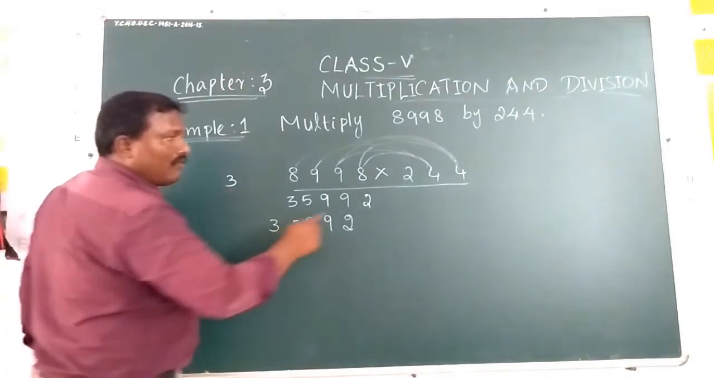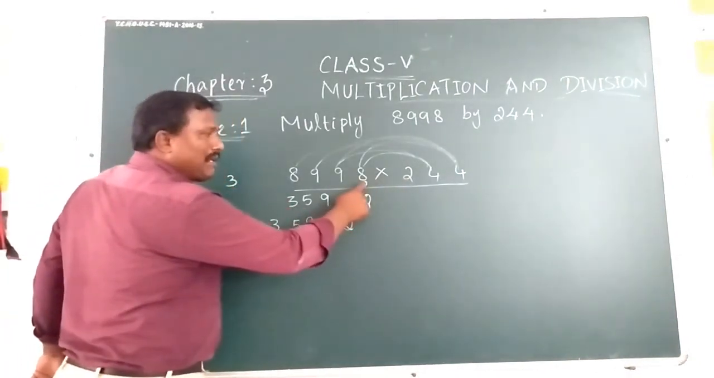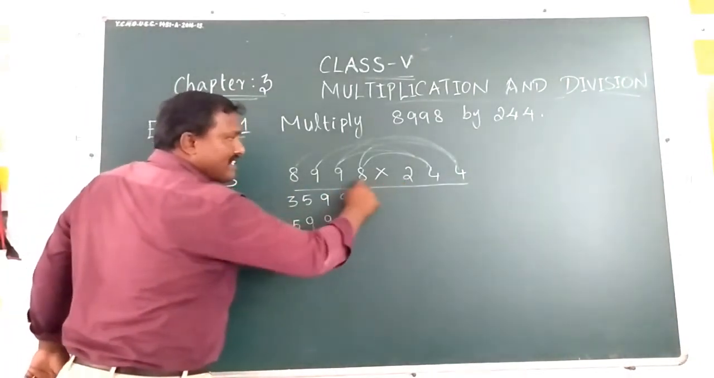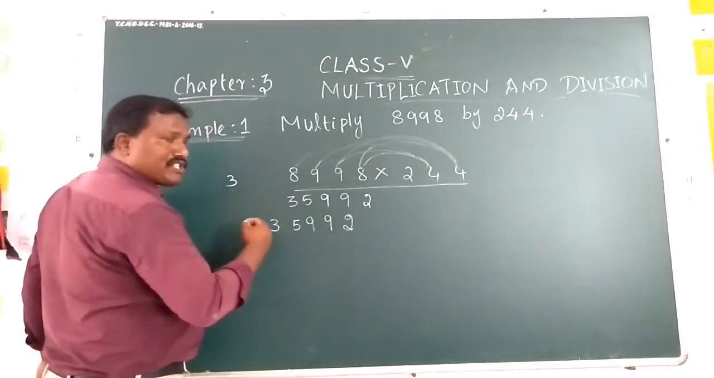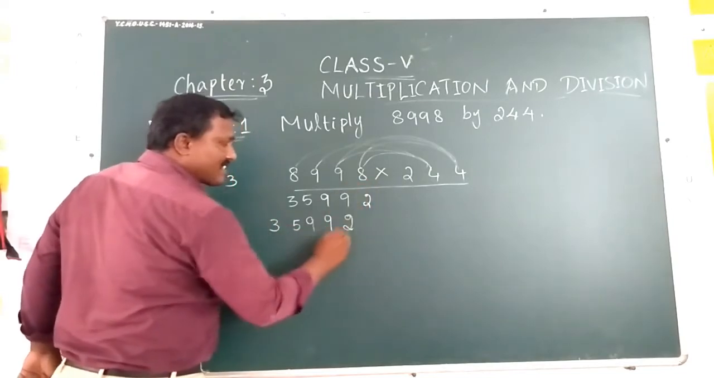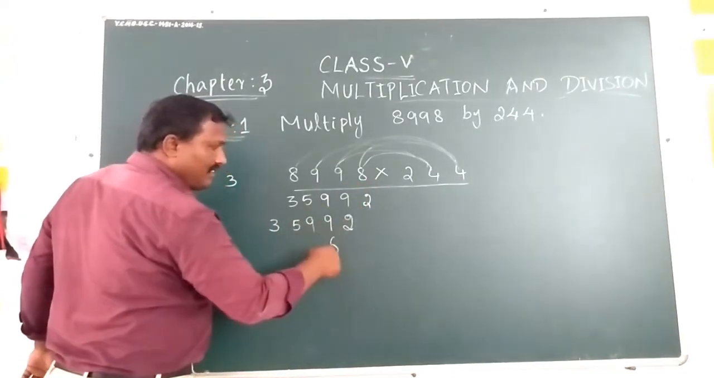Okay. Now we have to take 2 and multiply it with all these numbers. So 2 8s are 16. But in the third line, you have to move one more step forward. So 2 8s are 16. Put 6 here, then remainder 1.